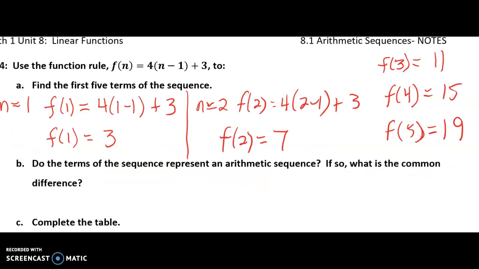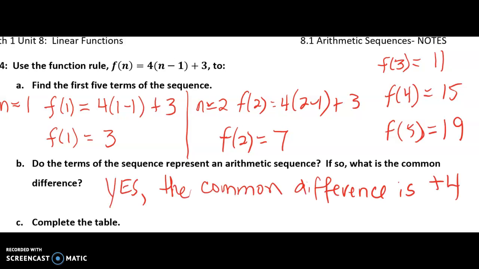We're being asked, do the terms of the sequence represent an arithmetic sequence? Yes. So what is the common difference? The common difference is plus 4.